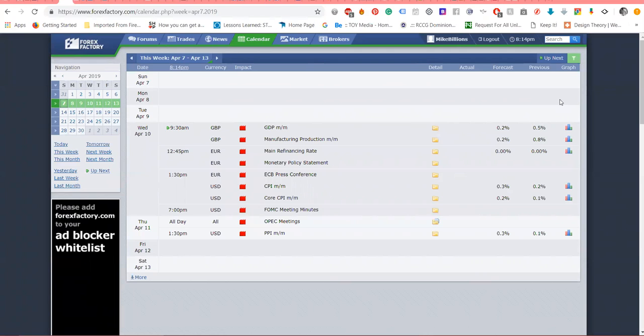So, preparing for yet another week. As you can see for this week, the first few days are going to be quite slow because there are no major news releases coming. But from Wednesday, we'll be having a number of news releases that we have to really watch out for, most especially the FOMC meeting minutes. That's going to be something that I'll be paying attention to as well.